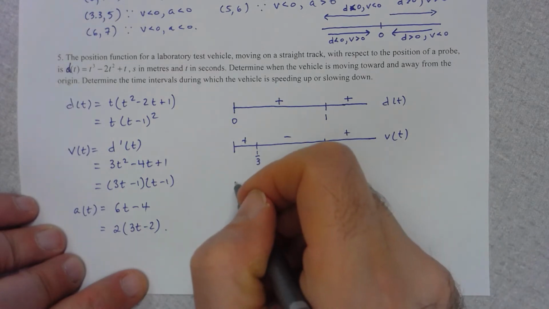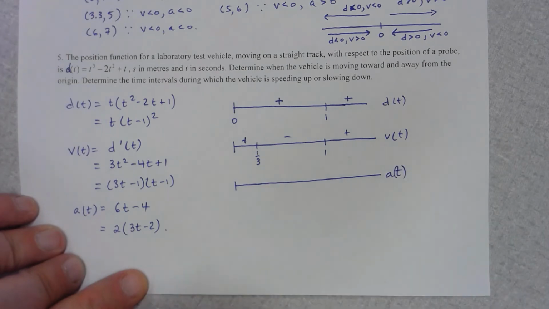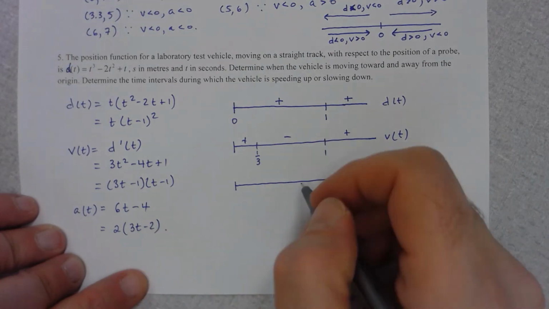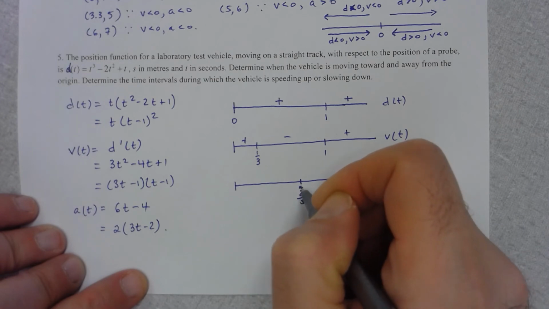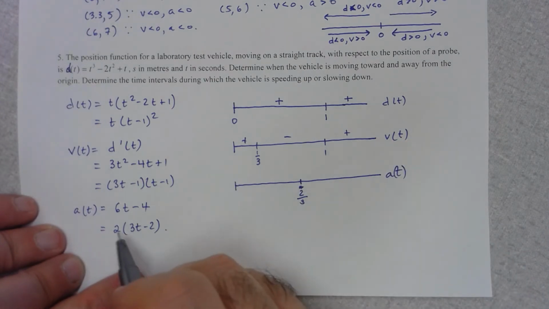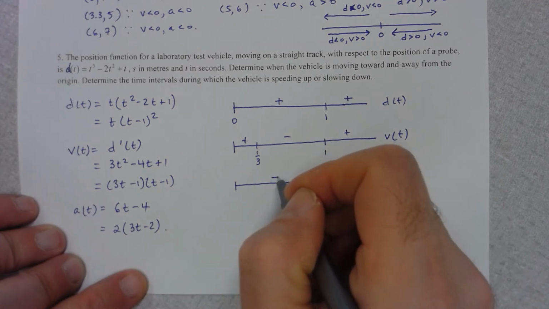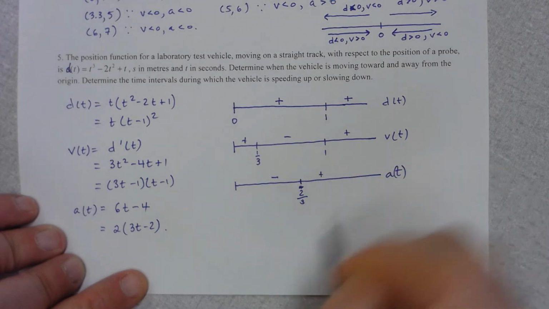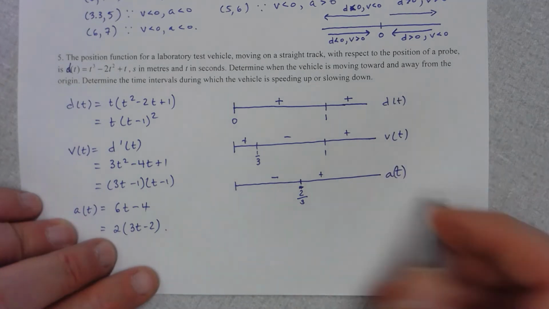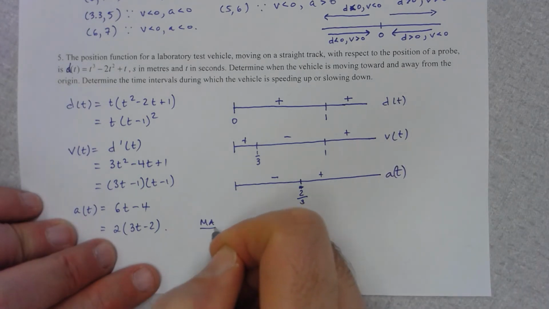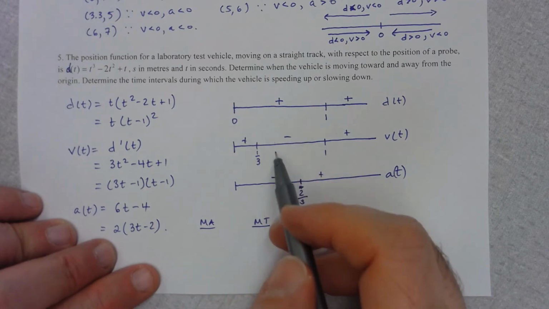Okay, and lastly, I'll take my acceleration function. All right, and the only place it can change sign is at 2/3. And this is just a line with a positive slope, so it's increasing. So it's going from negative to positive. And now what I can do is, if I'm trying to determine when it's moving away and moving toward, I just have to look at these 2 lines.